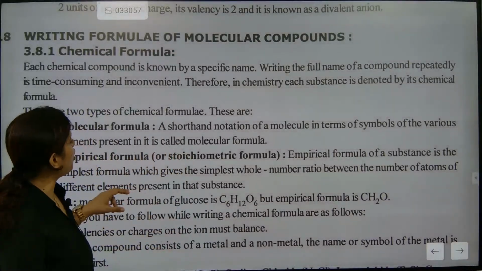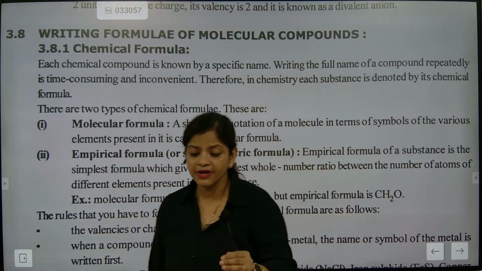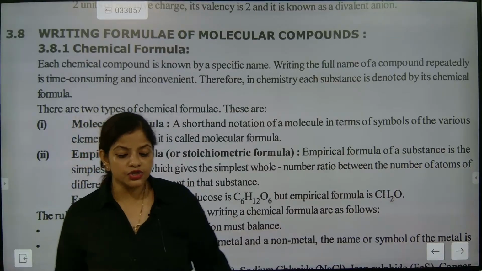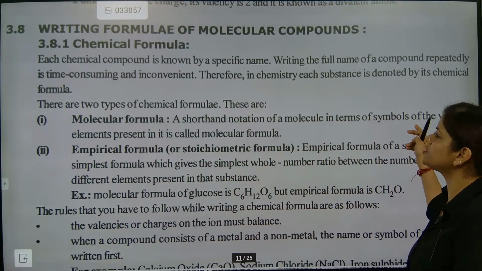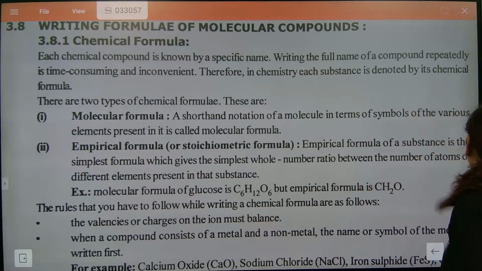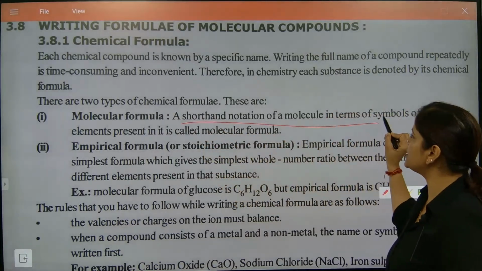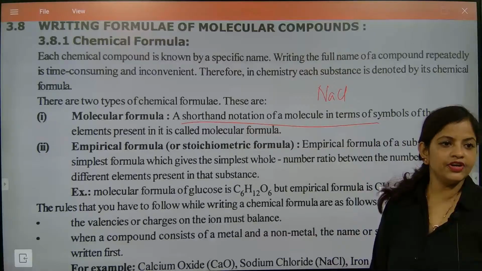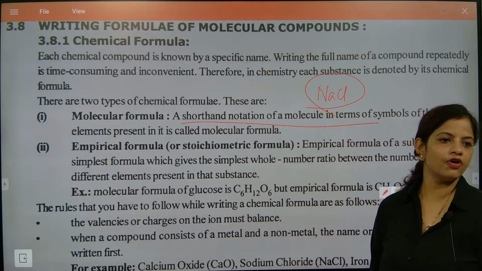Did you understand? So, molecular formula. The formula of a molecule where elements are presented is called the molecular formula. A shorthand notation of a molecule in terms of symbols of the various elements present is called the molecular formula. The shorthand notation of a molecule, like NaCl. We didn't write the name, we wrote NaCl. That is a molecular formula.